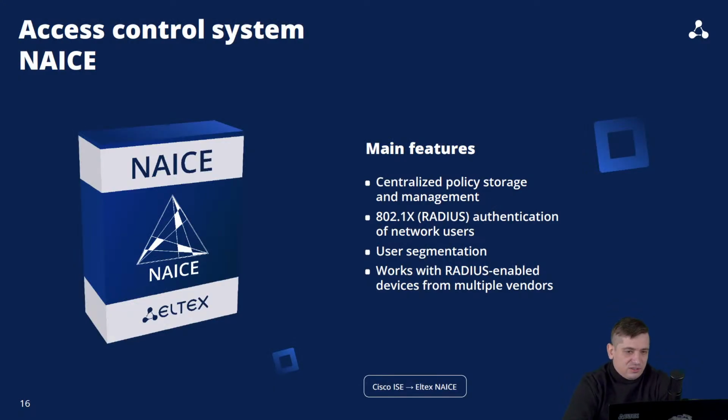And our also fresh product, it's a control system of IoTeX equipment which resembles similar systems like NAICE, ICE, or maybe it's familiar from Cisco. Its main features, as you see, are a central policy storage for management, radius authentication for different types of users, segmentation and users division, and it's capable to work with radius-enabled devices from different vendors you apply in the network.